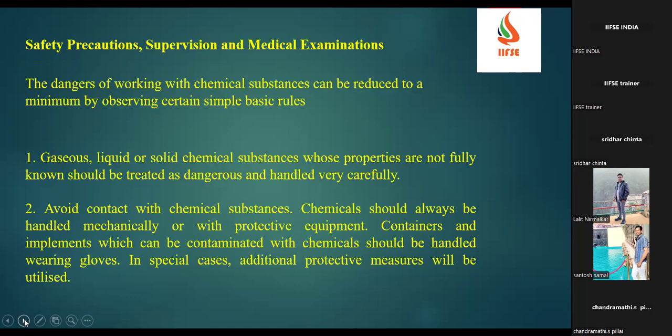Now we'll see what safety precautions, supervision, and medical examinations are to be followed while handling these kinds of chemicals. The dangers of working with chemical substances can be reduced to a minimum by observing certain simple basic rules. One: gaseous, liquid, or solid chemical substances whose properties are not fully known should be treated as dangerous and handled very carefully. Another is to avoid contact with chemical substances. Chemicals should always be handled mechanically or with protective equipment, and containers and implements which can be contaminated should be handled wearing gloves. In special cases, additional protective measures will be utilized. So these are the various methods to be followed while handling chemicals.